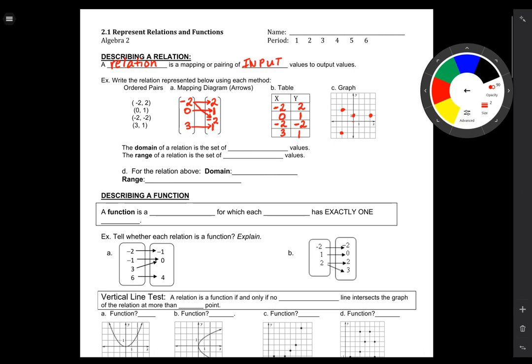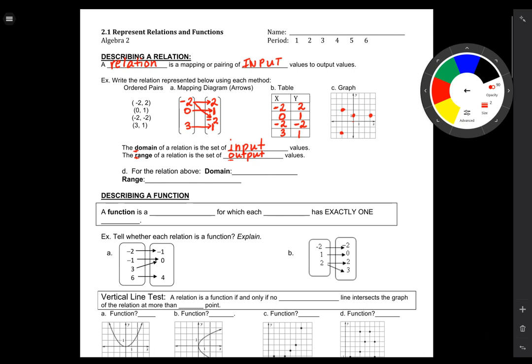The domain of a relation is the set of input values. The range of a relation is the set of output values. So more vocabulary. Basically, a fancier word for input is domain, and a fancier word for output is the range. And if you notice, this is all alphabetical order. X comes before Y in the alphabet. D comes before I in the alphabet, and then R comes before O.